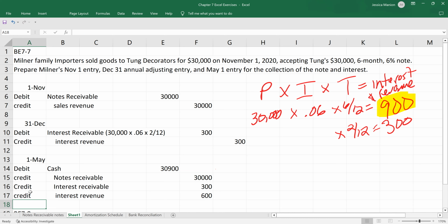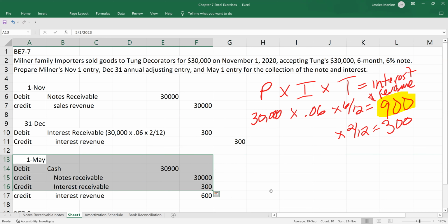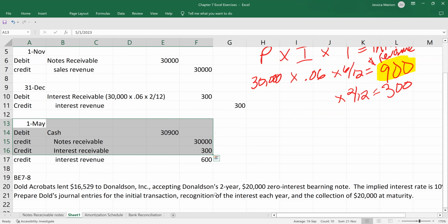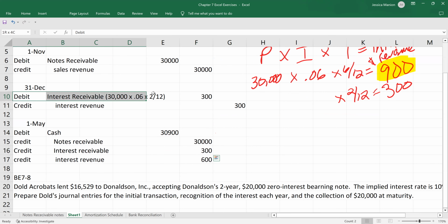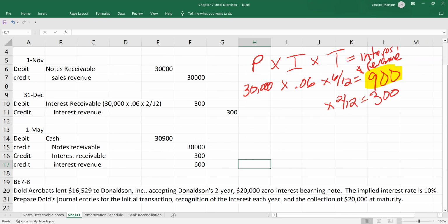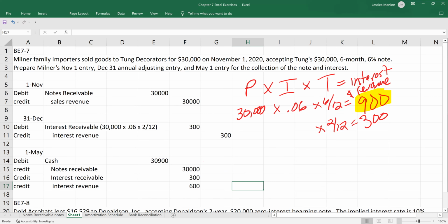So again, this May 1, so this is to record the payment of the note, right? When the customer pays us back, basically, right? So that's where we've got our debit to cash for 30,900, credit notes receivable for the 30,000, credit interest receivable, because up here on December 31, we had recorded the 300 in interest that we had earned so far, and then credit interest revenue for the remaining amount. Okay. Any questions about this one so far?